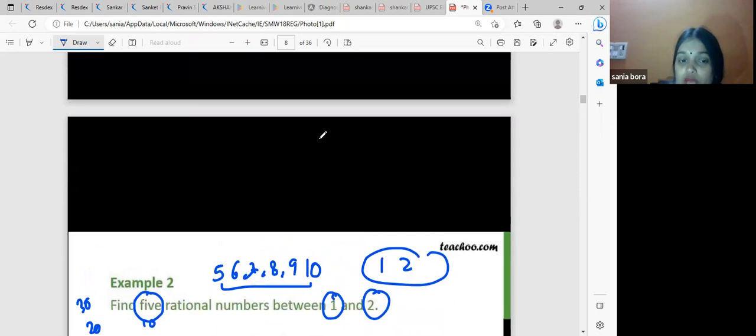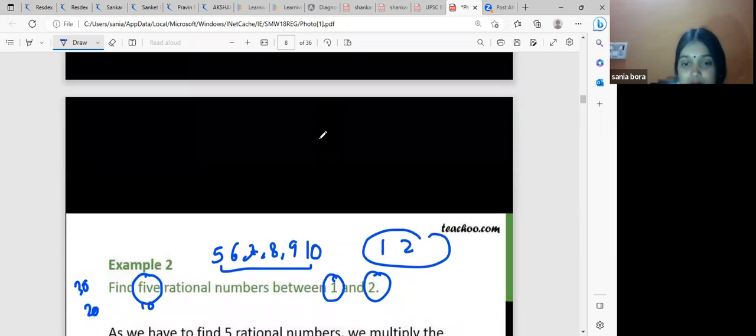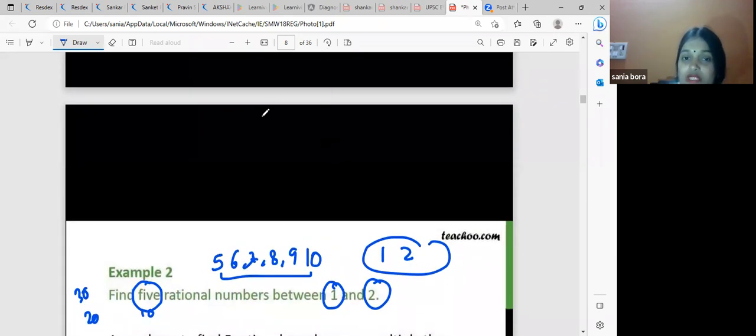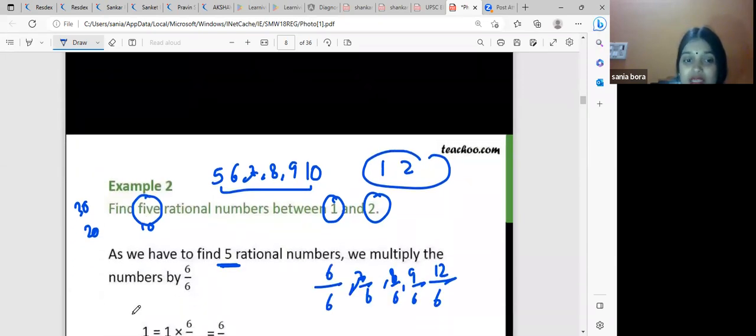I'm not showing you the answer. Quickly do it and tell me the answer. So the very first step is that you will write it like this. As we have to find 5 rational numbers, multiply the number by 6 upon 6. So you will write 1 multiplied by 6 upon 6. We can write 1 by 1 into 6 by 6.